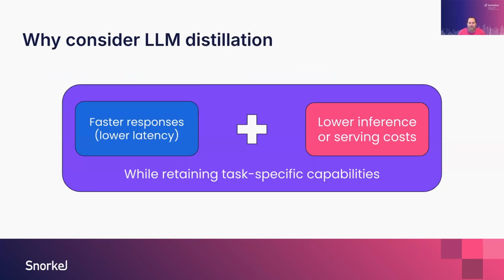But, you know, when done successfully, we get both of these things, right? We have fast responses, we have low inference cost. And while we haven't retained 100% of the knowledge of the model, we have retained the task-specific capabilities, right? So the knowledge and skills that are necessary to solve our problem, we've retained those.